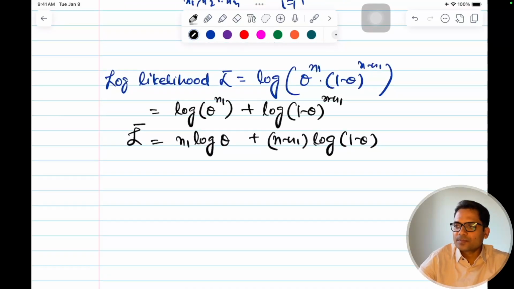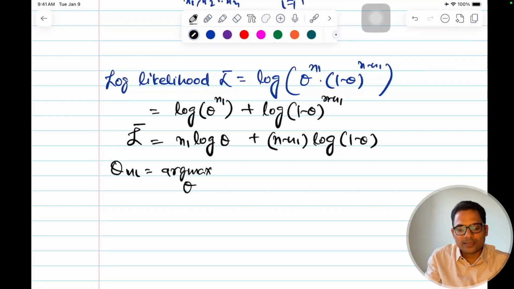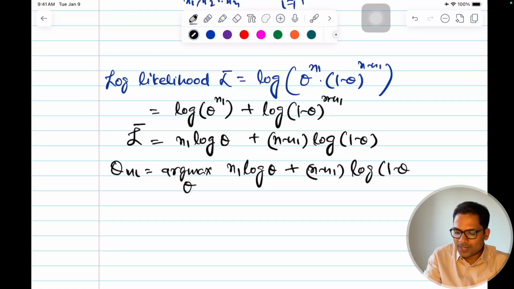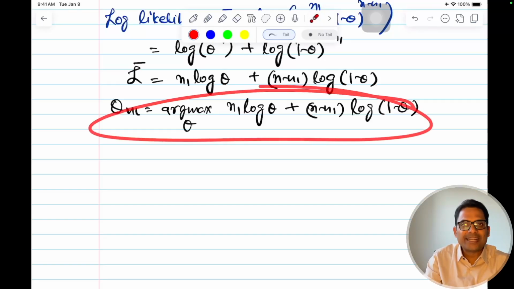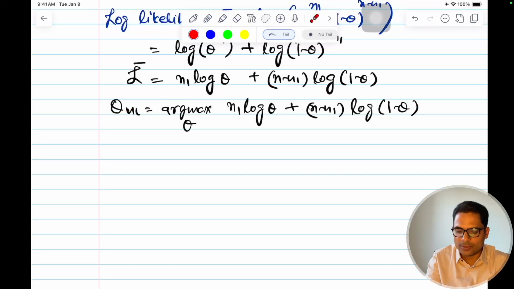And to maximize, my theta ml will be argmax over theta, the argument theta which will maximize my log likelihood, that is n1 log theta plus n minus n1 log of 1 minus theta. So how do we do this? For maximizing anything, this is an optimization problem. We take the derivative with respect to theta and equate it to 0.